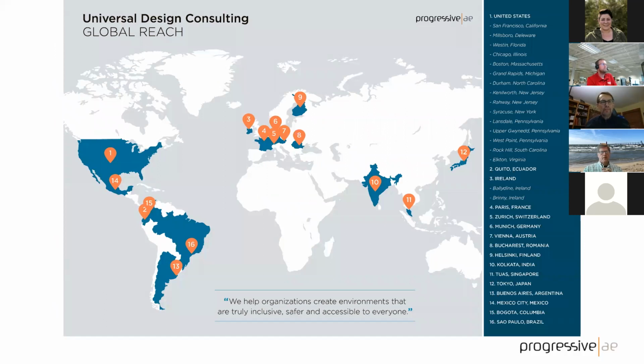So this is just kind of I put this in just to give you a picture of, this just isn't happening in Grand Rapids, Michigan or Washington, D.C. We have worked in the last 2 years in 16 different countries, helping organizations create truly inclusive environments that are safer and accessible to everyone. It's kind of interesting how the culture of those countries definitely influences things. There are some countries that are really, really advanced. Like, for instance, Ireland is really advanced with their accessibility regulations.